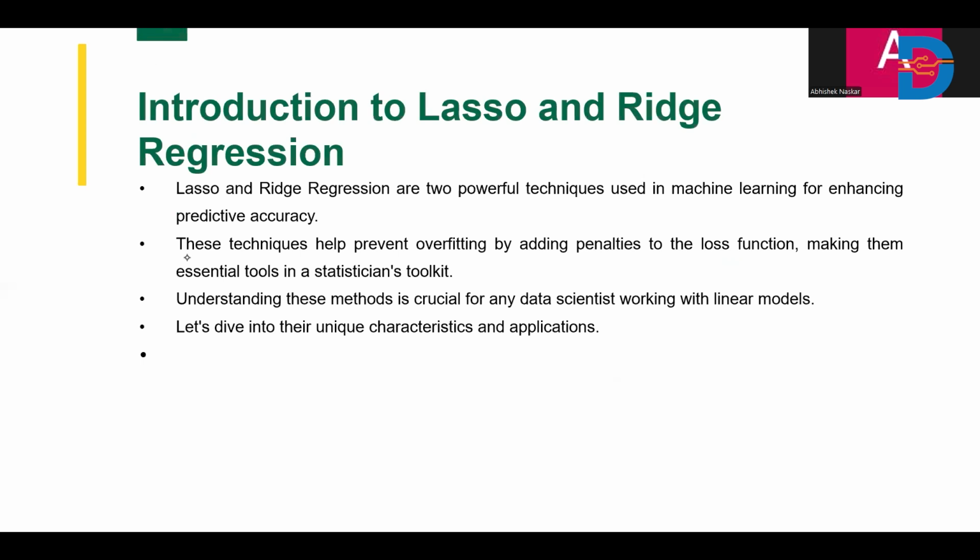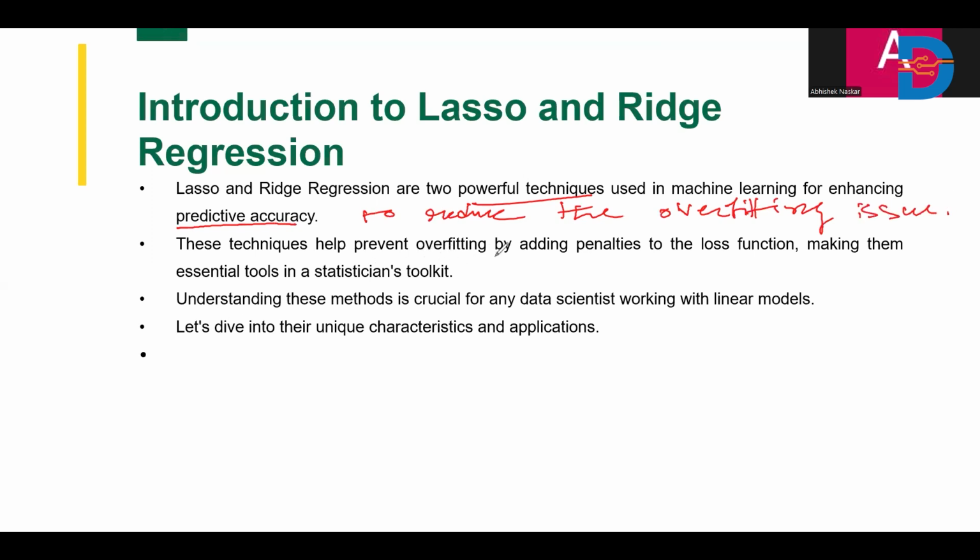Introduction to Lasso and Ridge regressions. What are Lasso and Ridge regressions? Basically, Lasso and Ridge are two powerful techniques used in machine learning for enhancing predictive accuracy. They are meant to reduce the overfitting issue.